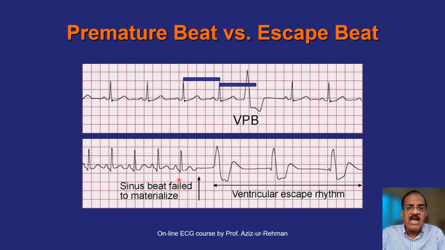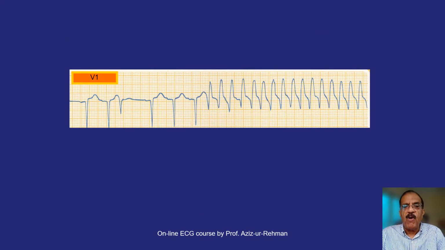But if you apply the same principle here, this is the normal and the next one was expected here. Since SA nodal activity did not occur, an ectopic pacemaker took over and this would be called an escape beat. The morphology of premature beat and ectopic beat is the same, if the origin of both is the same, but the timing is different. An escape beat comes after a normal sinus beat is missed.